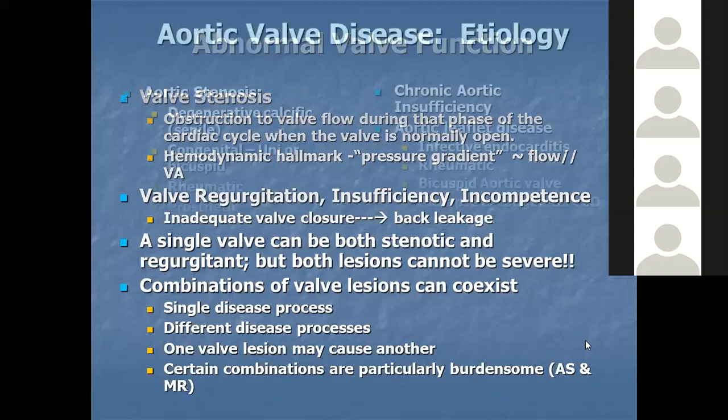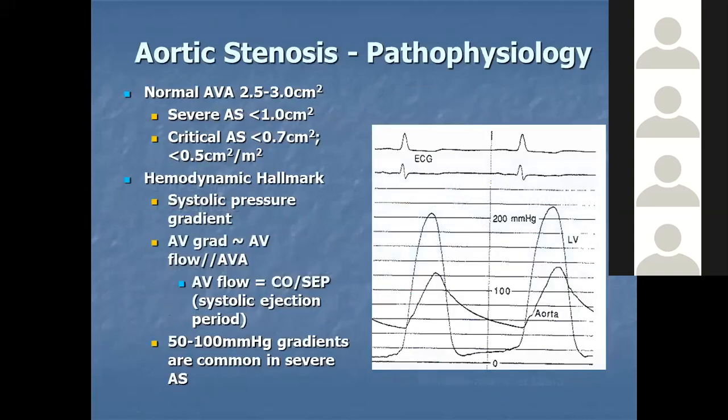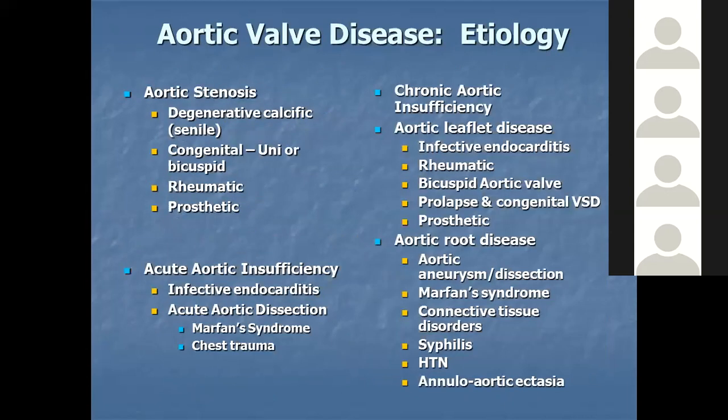So, what is the etiology? When there is aortic stenosis, it may be because of degenerative calcific disease. Like in old age, the aortic valve becomes degenerative and stenotic. Other causes may be congenital, unicuspid or bicuspid. There is rheumatic pathology, rheumatic heart disease, and prosthetic aortic valve. When there is aortic insufficiency, it may be due to infective endocarditis and acute aortic dissection. And acute aortic dissection may be due to Marfan syndrome or any chest trauma.